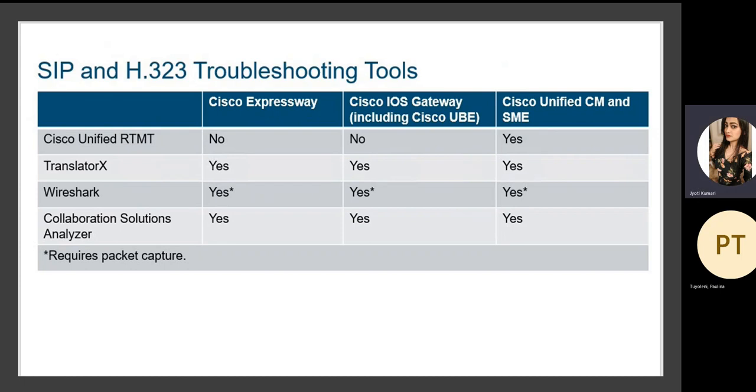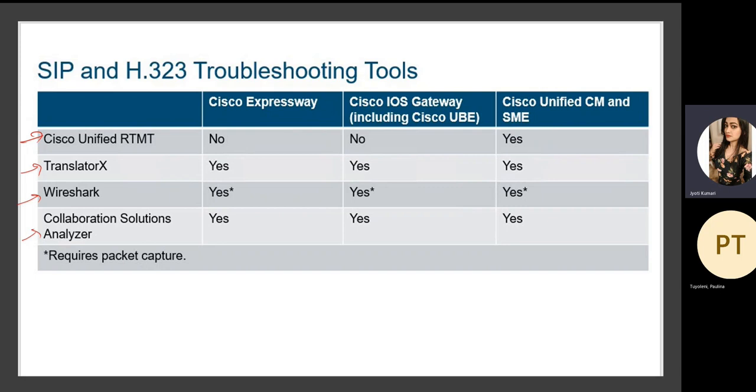Now, troubleshooting tools. For SIP and H323, we can use different troubleshooting tools like RTMT, Translator X, Wireshark, and Collaboration Solution Analyzer. These are the different tools used for troubleshooting SIP and H323. We have already used RTMT in the labs earlier, and we will use it here also. We can use Translator X, which is another tool. Wireshark is very commonly used for analyzing packets and messages. Collaboration Solution Analyzer is also one of those.